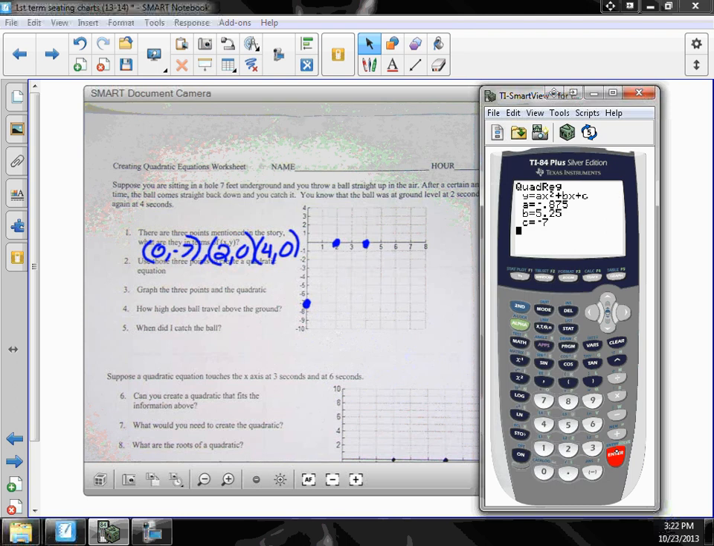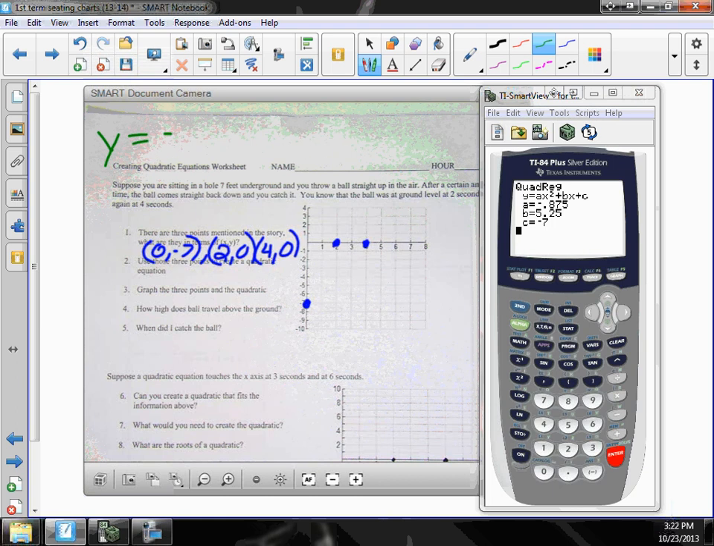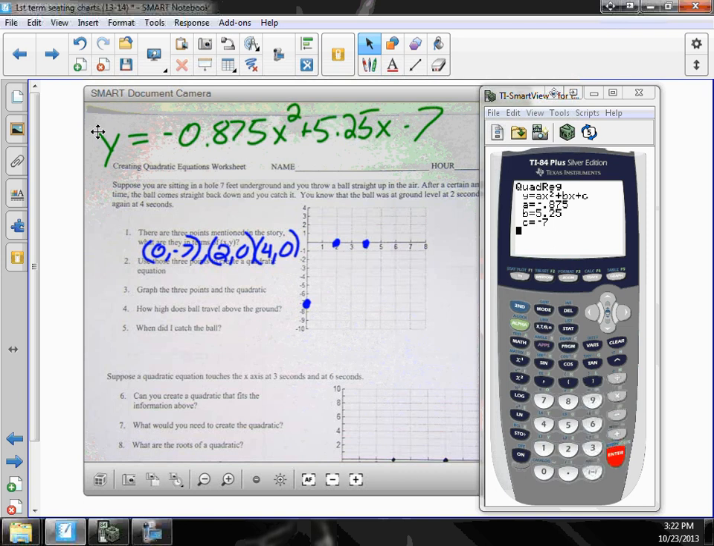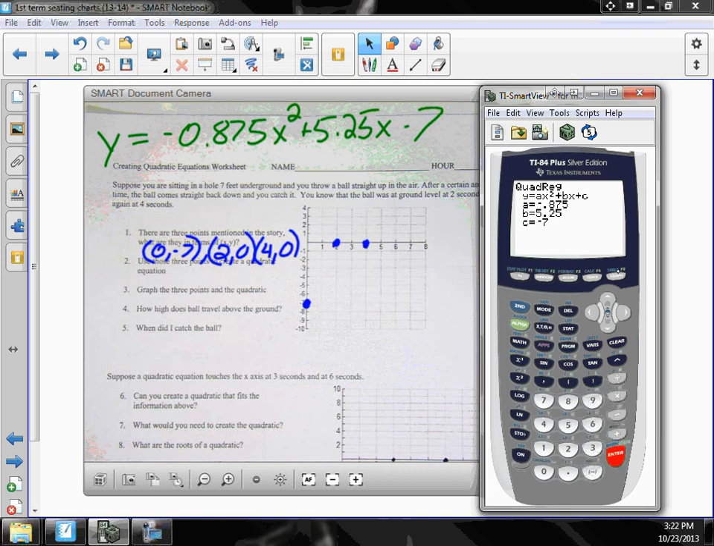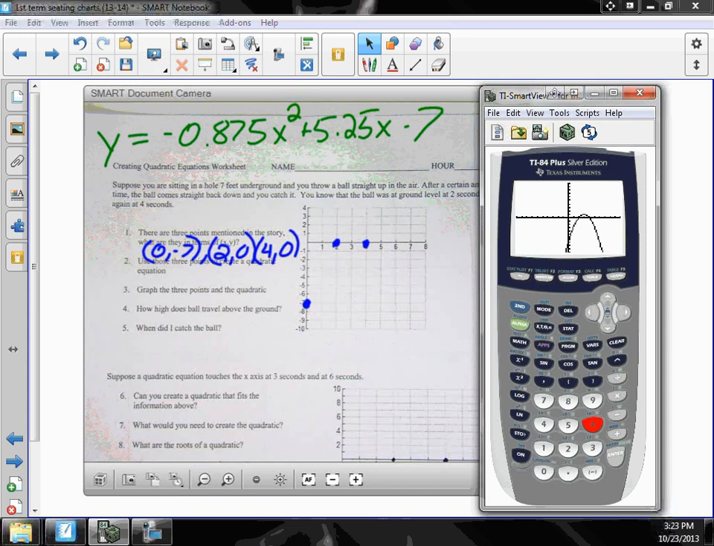And the equation is y equals -0.875x squared plus 5.25x minus 7. So if I graph that, push Graph, and my graph is all mixed up. The window's a little bit wrong, so I want to push Zoom. And number 6 on the zoom is ZoomStandard. And there's a picture of the position of the ball with respect to time.